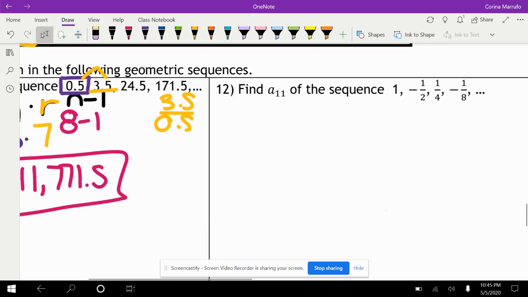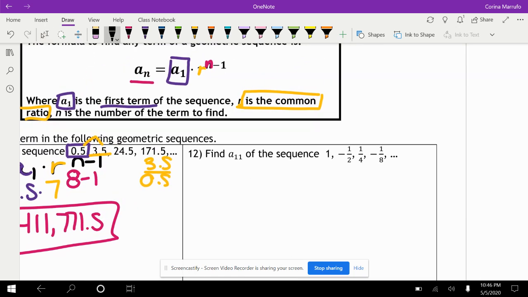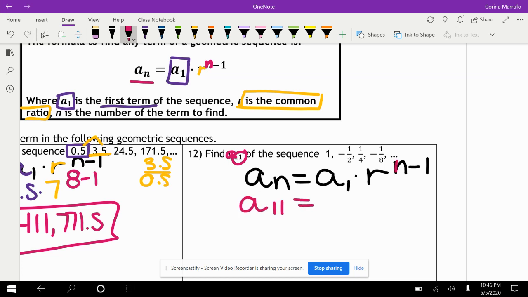All right, let's try the next one. So they want us to find the 11th term in the sequence. So we start off by writing the formula. So a sub n equals our first term times our common ratio to the power of n minus 1. So they want us to find the 11th term in the sequence. So a sub 11 equals, and then instead of n, I'm going to put an 11. Minus 1. And then our first term here is 1. So instead of a sub 1, we're going to put 1 times our common ratio.